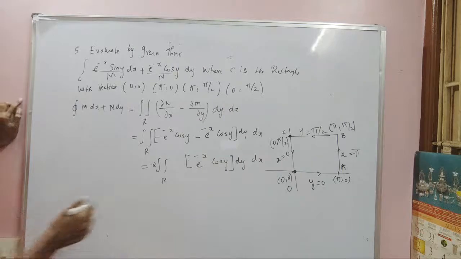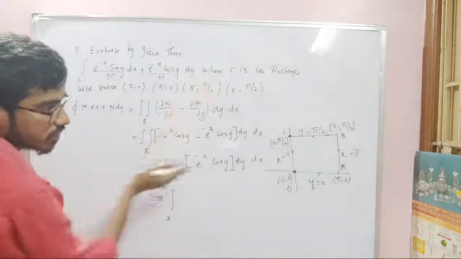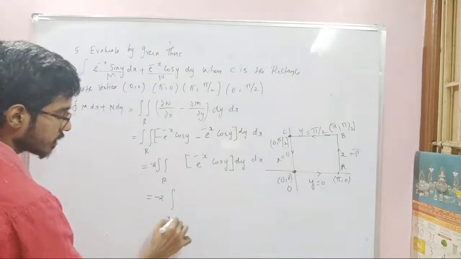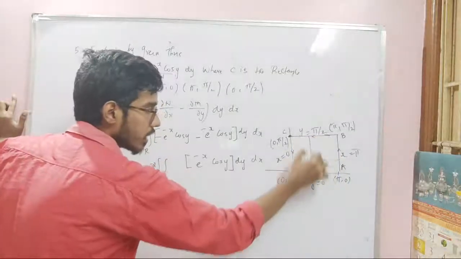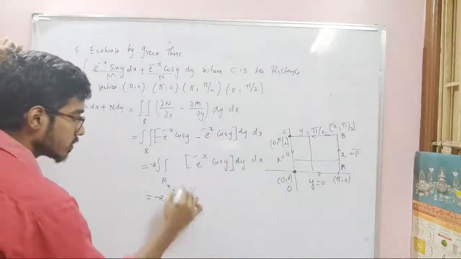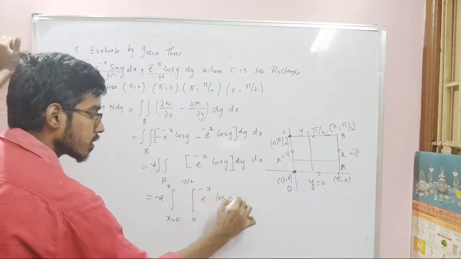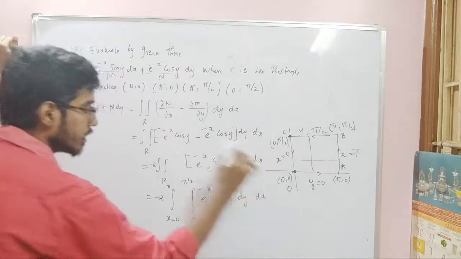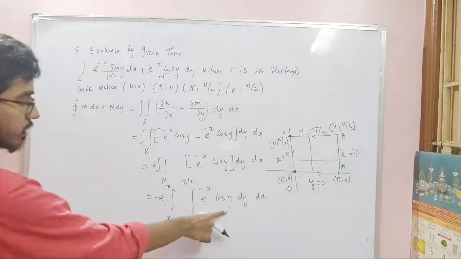You can see overall x varies from 0 to pi, and y overall varies from 0 to pi by 2. So, it is the integral from 0 to pi by 2 of e power minus x cos y dy dx. I think you can integrate this very easily. So, I need to integrate with respect to y.